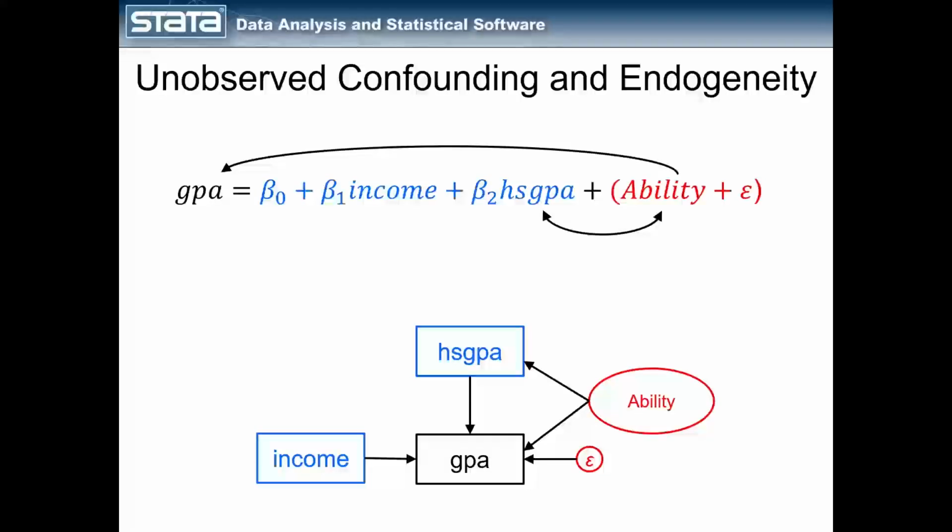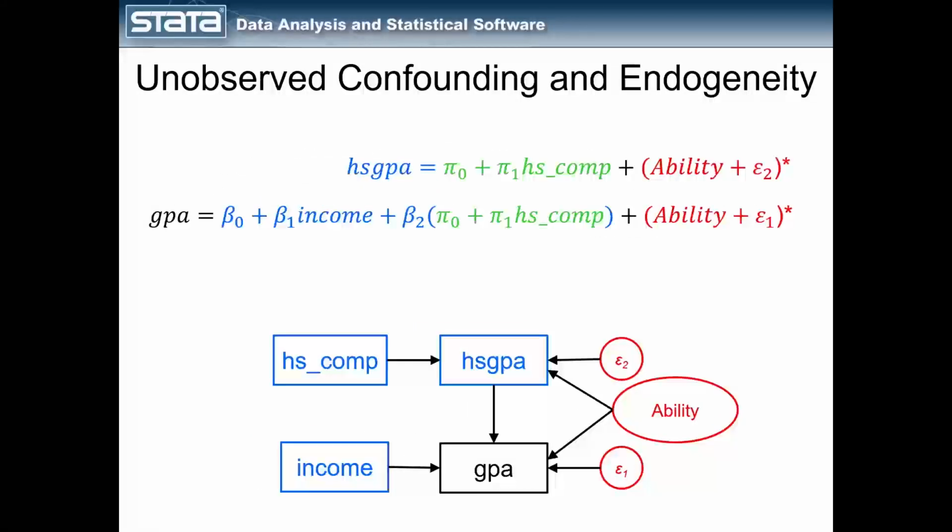So I've drawn the top model as a path diagram, and here's what I want to do with it. Now I want to split the model out into two parts again. I have my auxiliary model, and I have my main model. And if I draw them all this way as a path diagram, now I can see that I have these two error terms, and I've drawn ability again as a latent variable. And I believe that ability is influencing both high school GPA and college GPA.